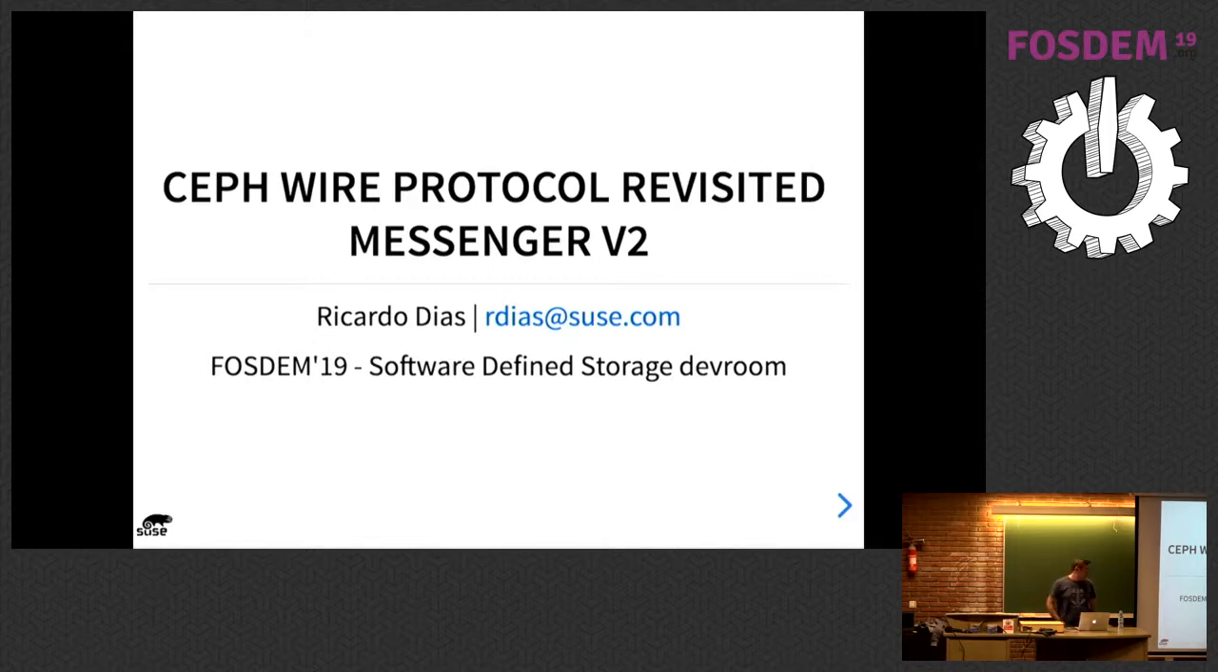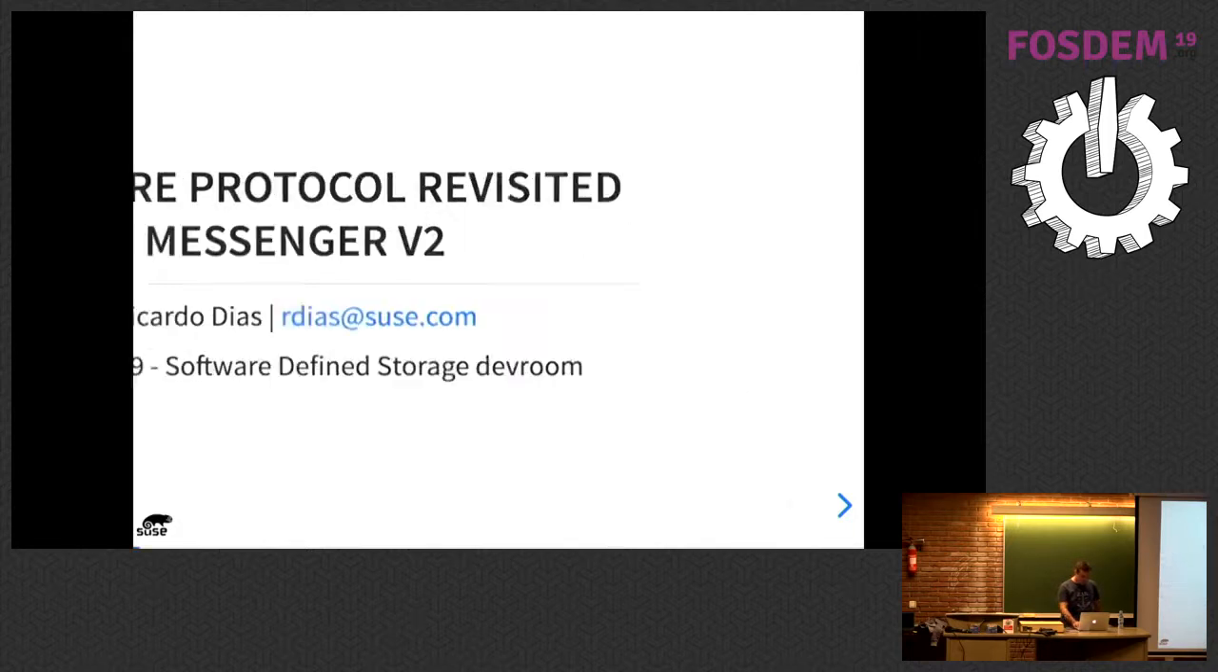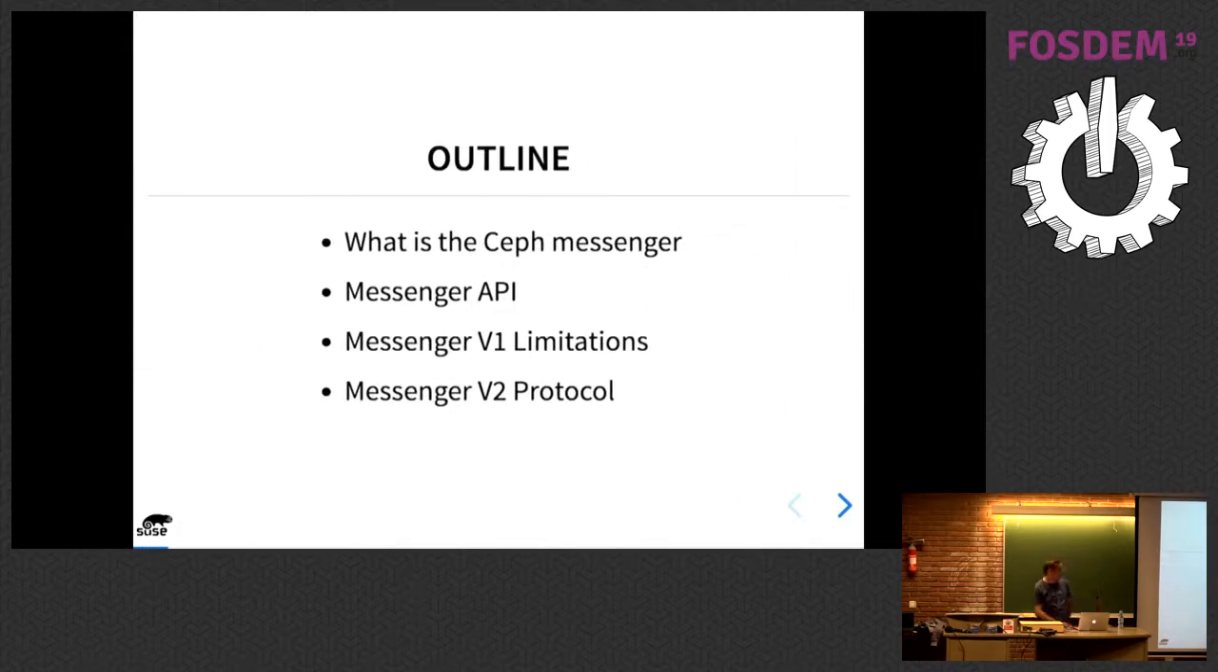Thank you, everyone. So today I'm going to talk about the work we have been doing on the Ceph project, about rewriting the wire protocol that is used in that project. This is an outline of what I'm going to share with you. We will start with an introduction about what the Ceph messenger is, and then we will briefly talk about the messenger API and show what the current wire protocol limitations are and why we decided to design a new one. And then I will give some more details about the design and the implementation of the new wire protocol.